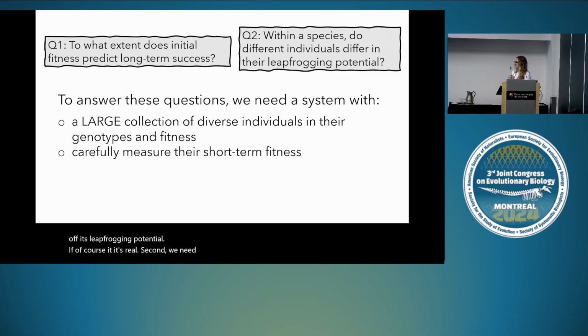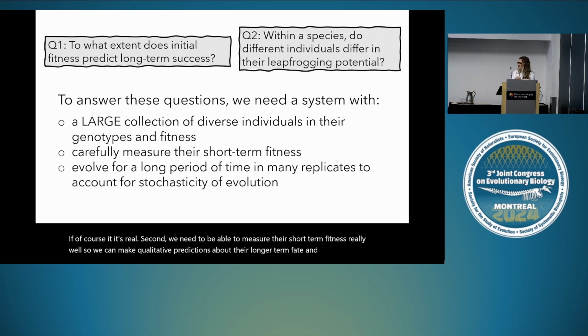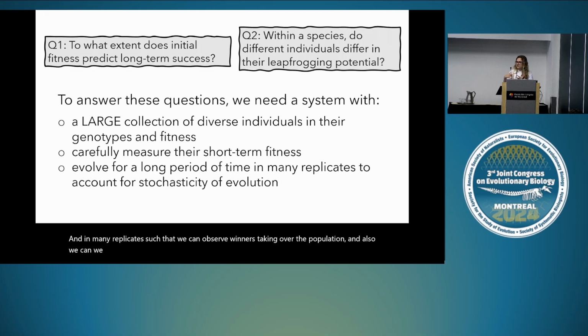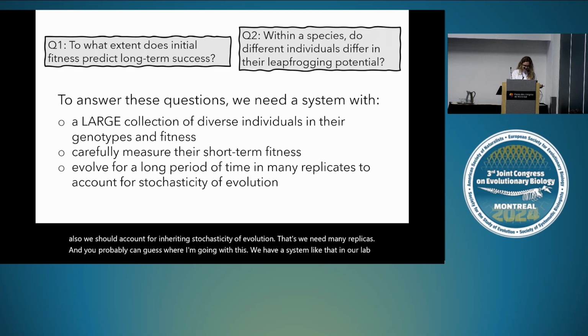Second, we need to be able to measure their short-term fitness really well so we can make qualitative predictions about their longer-term fate. And lastly, we need to evolve them for a long period of time and in many replicates such that we can observe winners taking over the population, and also we should account for inherent stochasticity of evolution. Thus, we need many replicates. And you probably can guess where I'm going with this. We have a system like that in our lab that checks all the boxes.